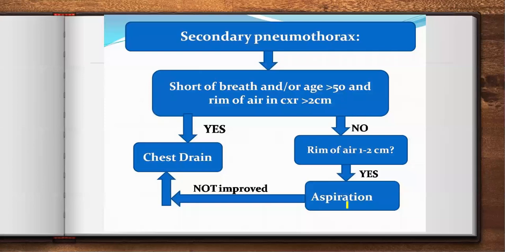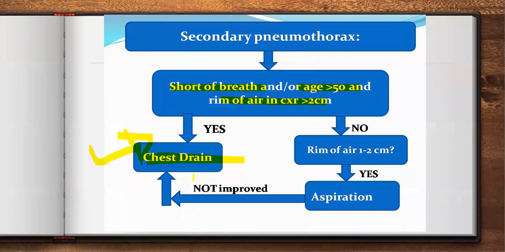Clear? For secondary pneumothorax, you have to see if this patient has any symptoms, mainly shortness of breath, or age more than 50, or if the rim of air on chest x-ray is more than 2 centimeters, or pneumothorax more than 15%. Any of these, like the patient having symptoms, pneumothorax more than 15%, or age more than 50, all those patients should have a chest drain initially, not aspiration. For secondary pneumothorax, the main management is chest drain.